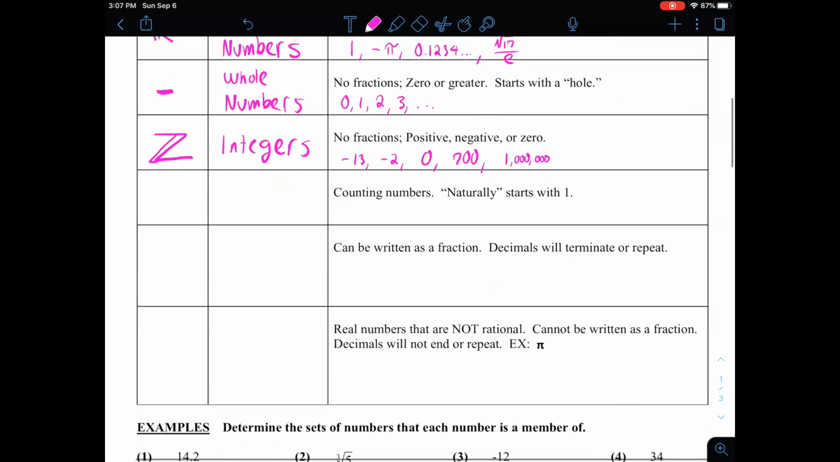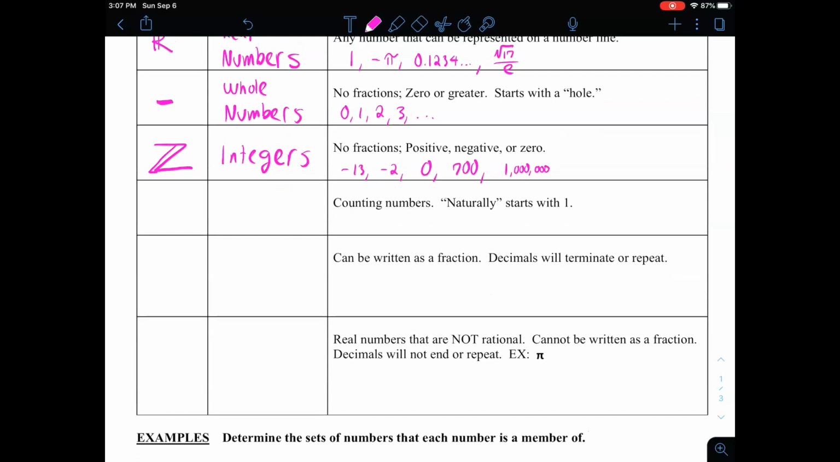All right, counting numbers. Like we were talking about whole numbers, but this one starts at 1. This is going to be 1, 2, 3, 4, etc., going on. Those are called, naturally starts with a 1, natural numbers. Natural numbers. And the notation for that is going to be an N. It's going to be this kind of double N. It's going to go over and down kind of like this.